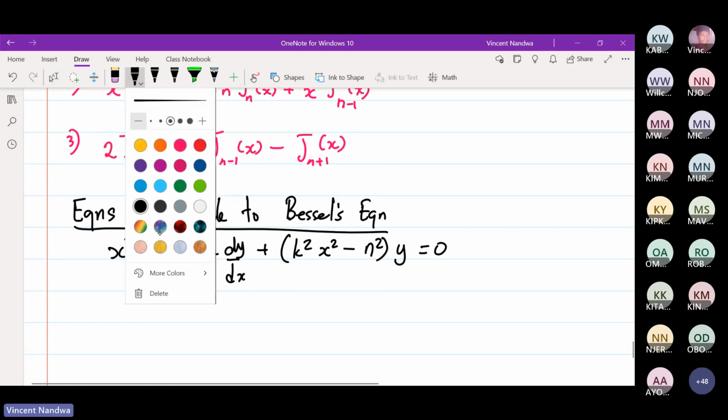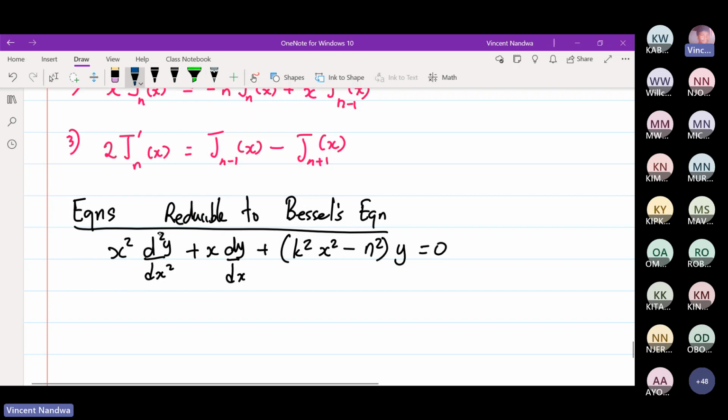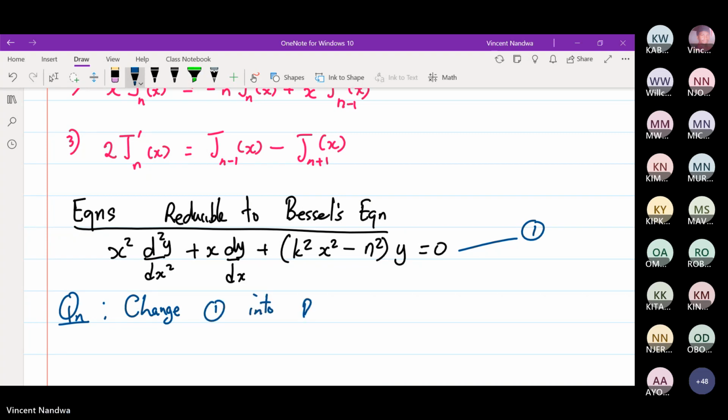So here, maybe I can put in a question. Let me give one. Change equation 1 into a Bessel equation.